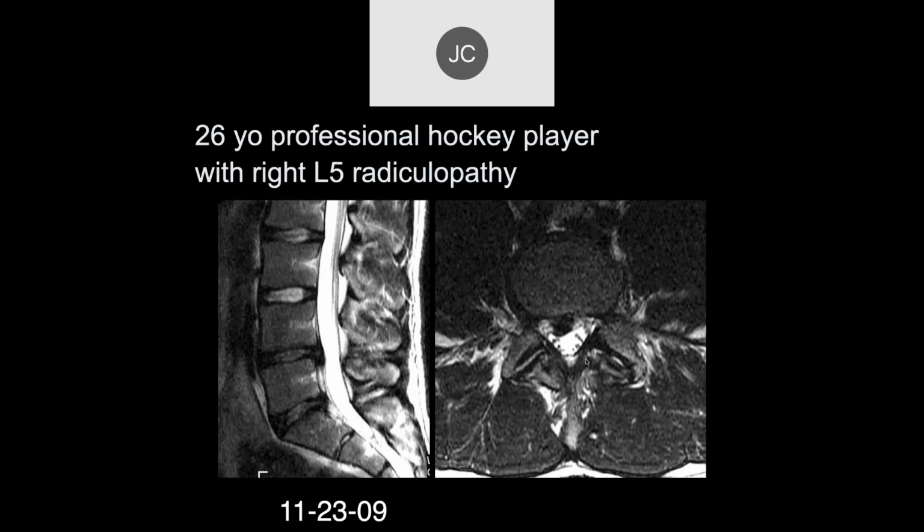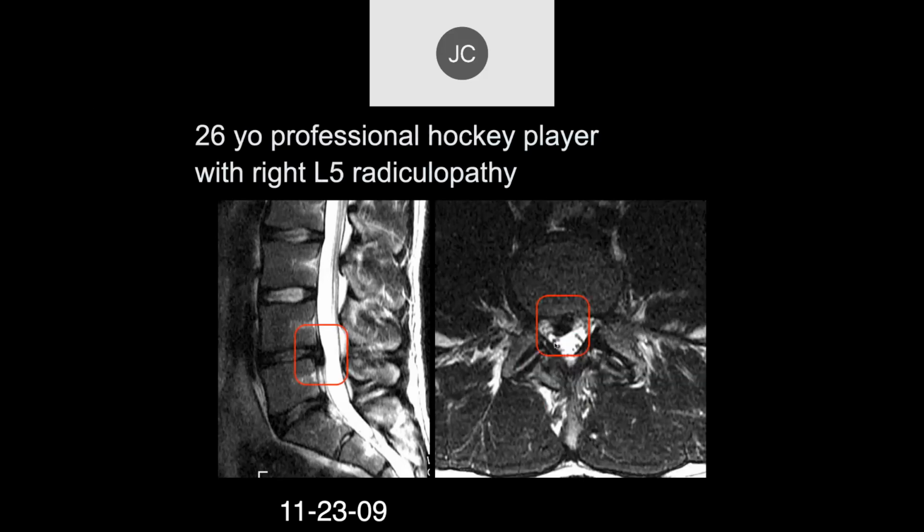This is a professional hockey player with L5 radiculopathy. Looking at this T2 sagittal view of the lumbar spine, we have desiccation at L4-5 and L5-S1. At L4-5, there's a central slash subarticular extrusion with a little bit of inferior migration here. I think it does contact the traversing L5 root, probably right there, posteriorly displaces it a little bit here, and produces a little bit of lateral recess stenosis on that side.